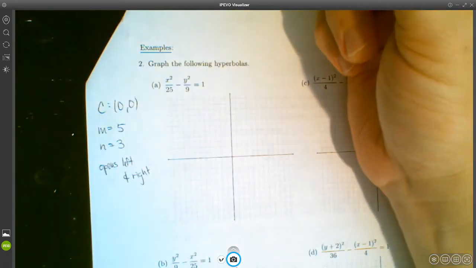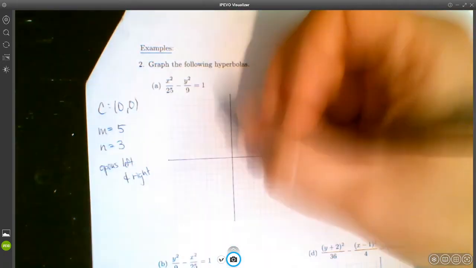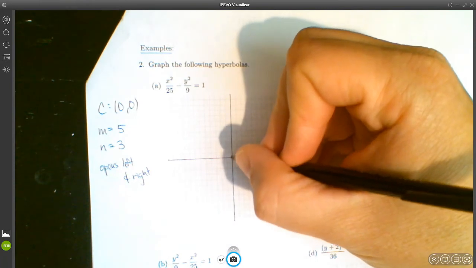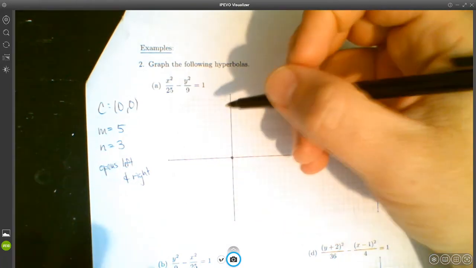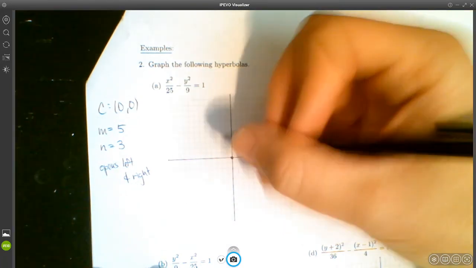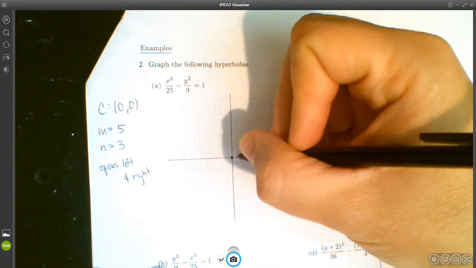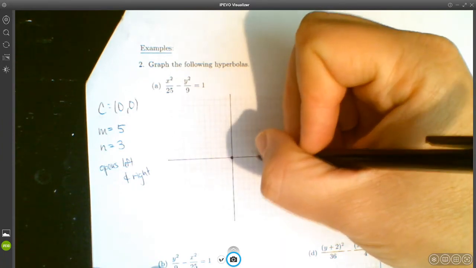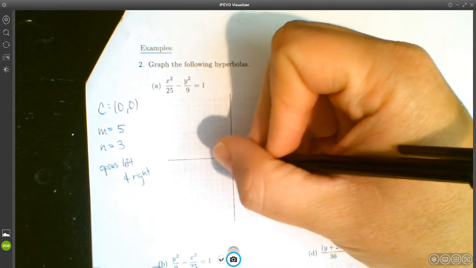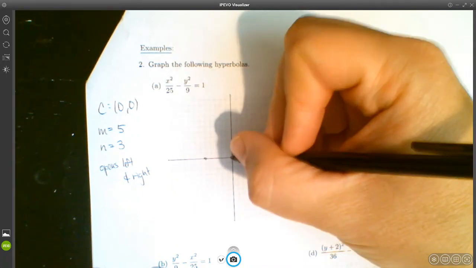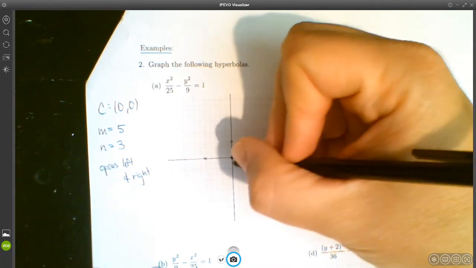Okay, so it opens left and right. So let's see if we can graph this, okay? So the center is 0, 0. I'm going to start off by graphing this just like it's an ellipse. So I'm going to go 5 units left and right: 1, 2, 3, 4, 5. 1, 2, 3, 4, 5. 3 units up and down: 1, 2, 3. 1, 2, 3.